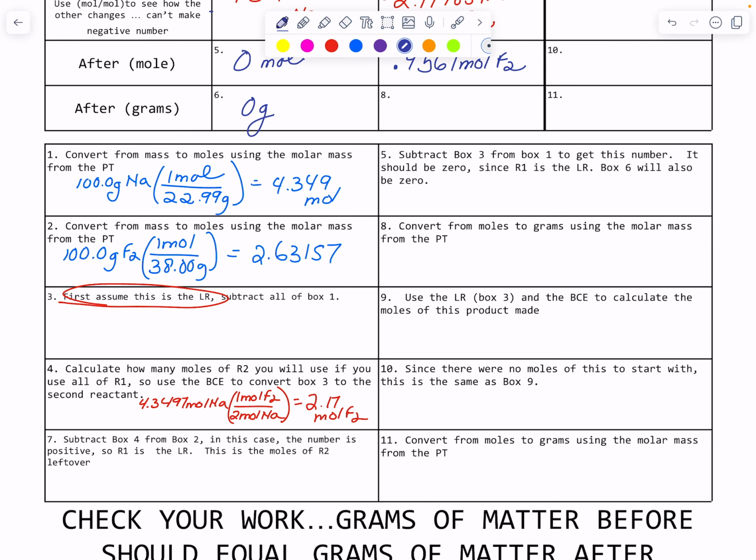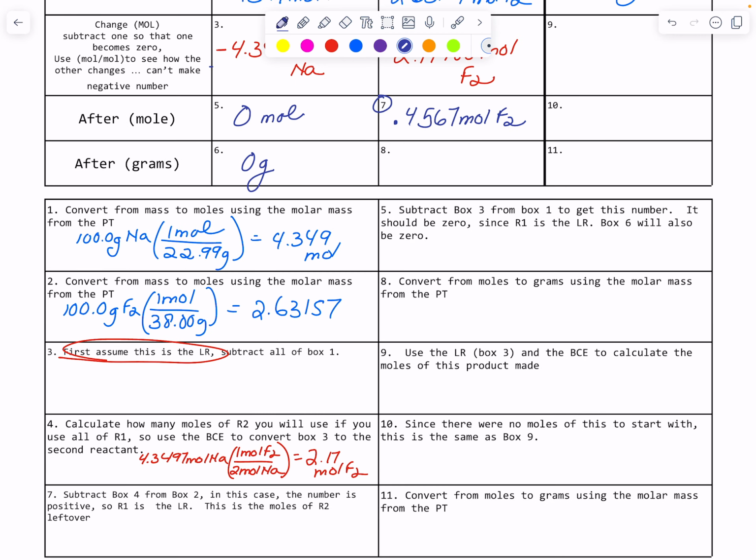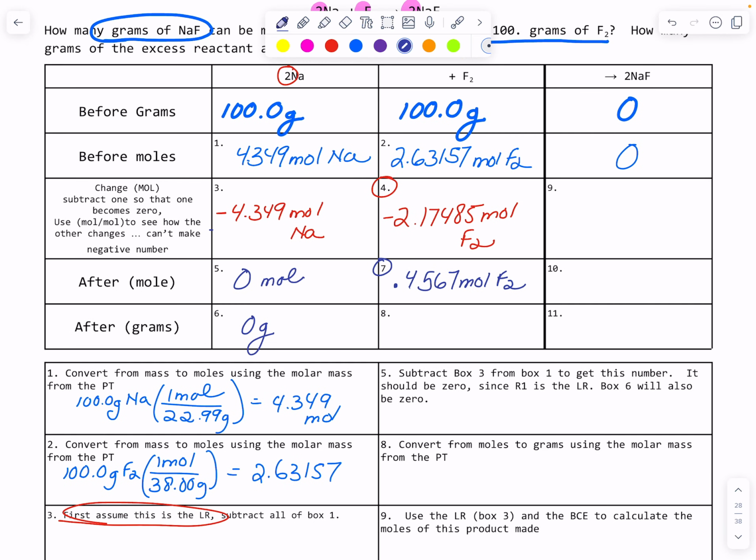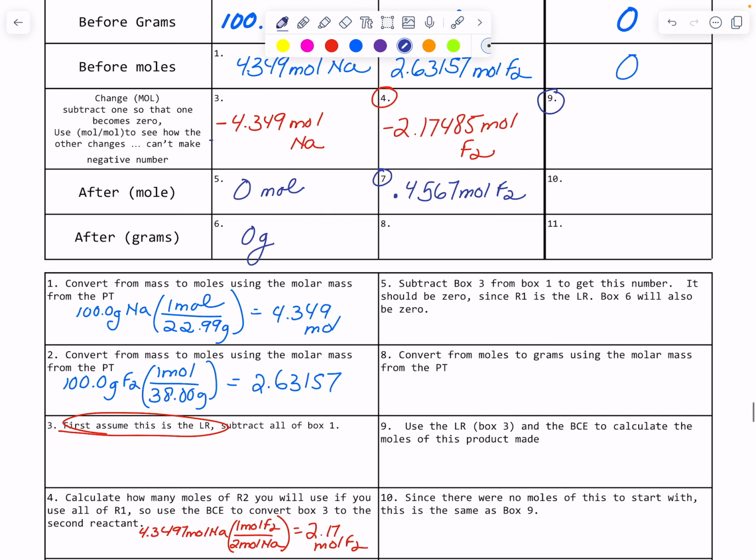Right, so how did I get this box number 7, right? I subtracted box number 4 from 2. And so since it's positive, I know that the sodium was my limiting reactant. Now how am I going to get box number 9? I am going to use the limiting reactant, box 3. So the limiting reactant, once I decide which one is the limiting reactant, that amount is going to control how much product I will make.